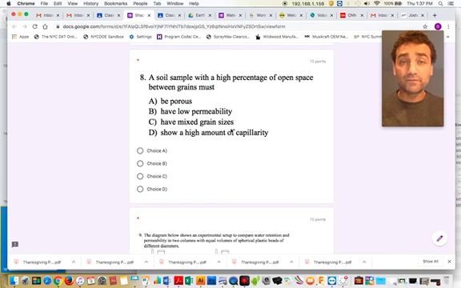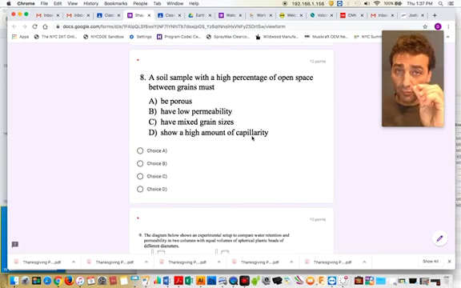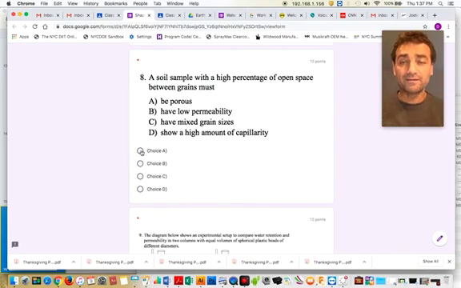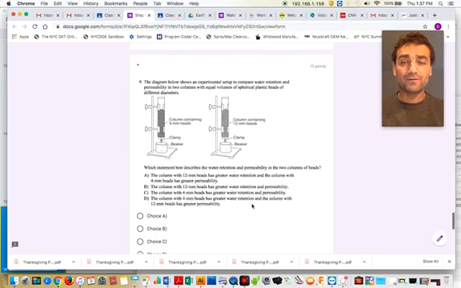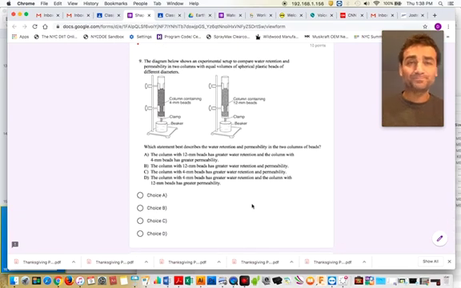Because remember, if it's unsorted, mixed, different sizes, it fills up the pores, so it would have small pore sizes. D, show high amounts of capillarity. Nope. Can't be that either, because remember, small particles make small pores, good capillarity. So it must be choice A. All right, almost done. Number 9.